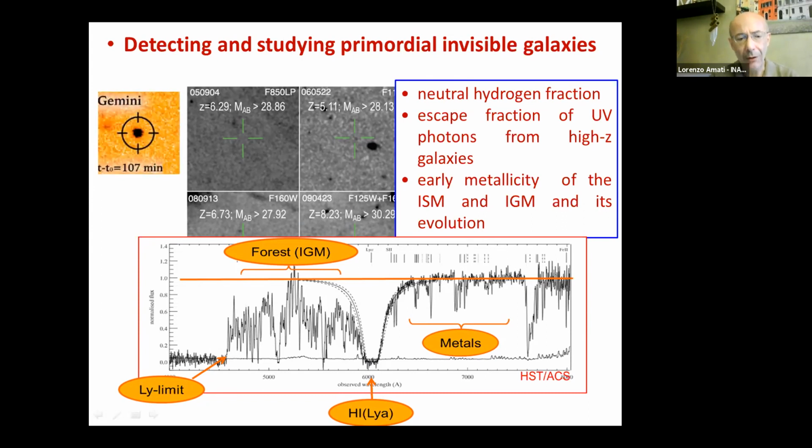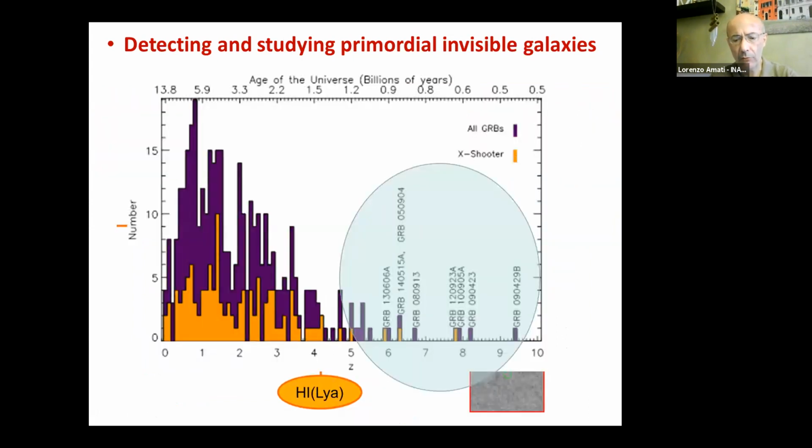So of these invisible galaxies that we would never detect without a gamma ray burst, we know not only the existence, how many they are, and the distribution, but also the metallicity, the neutral hydrogen fraction, and the intergalactic medium around them. Of course, these are outstanding capabilities of long gamma ray bursts, very well known by cosmologists.